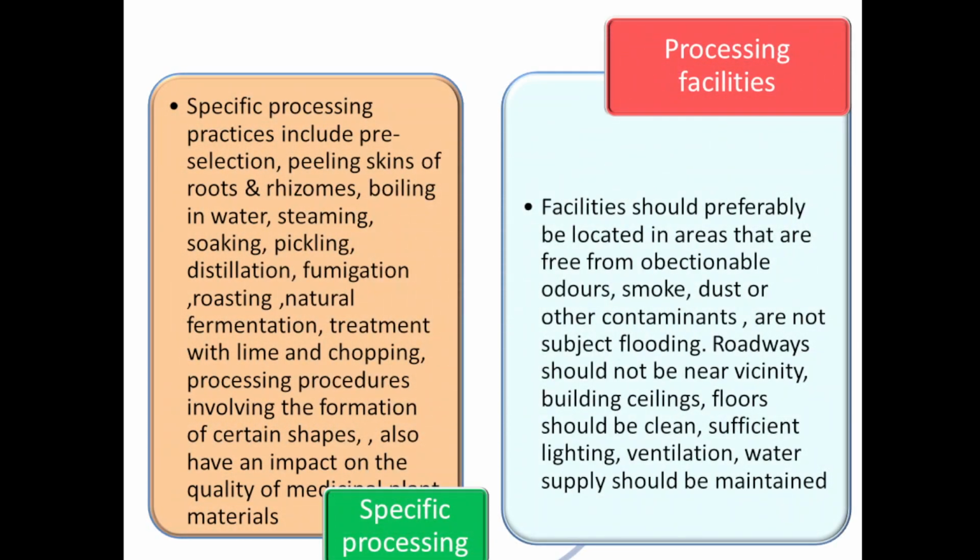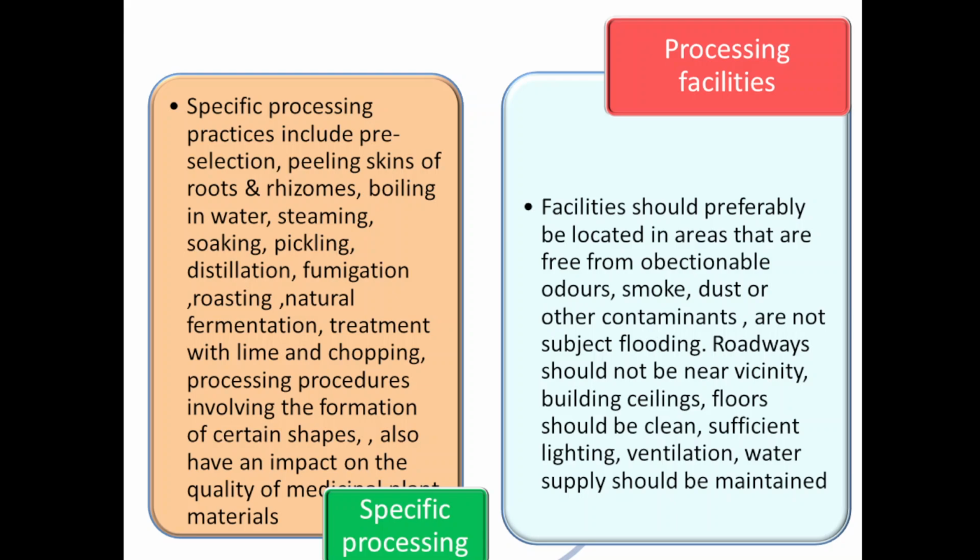Now after primary processing comes specific processing, or secondary processing, that includes pre-selection, peeling skin of roots and rhizomes, boiling in water, steaming, soaking, pickling, distillation, fumigation, roasting, natural fermentation, treatment with lime, and chopping. Processing procedures involve the formation of certain shapes, which also have an impact on the quality of medicinal plant material.